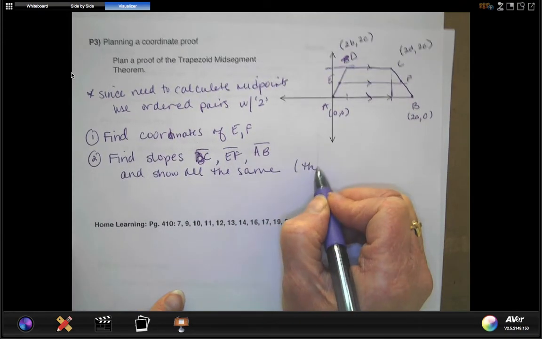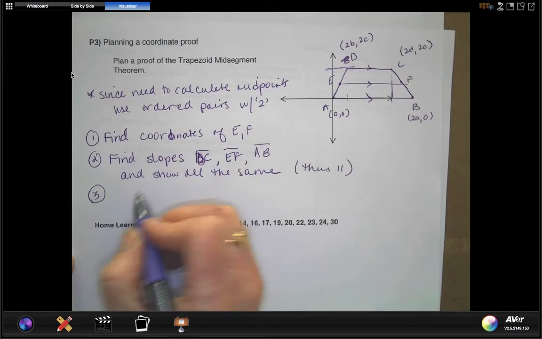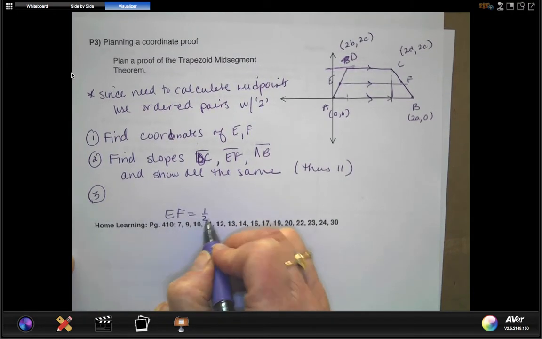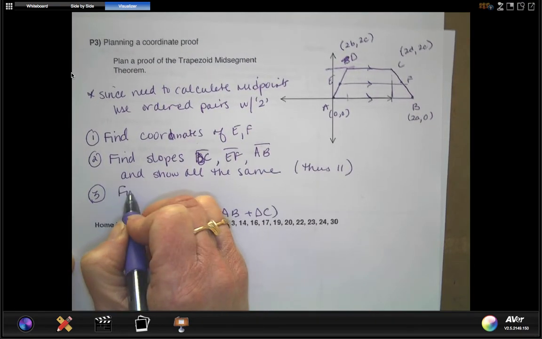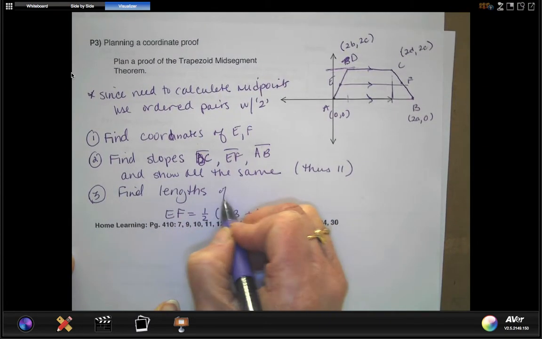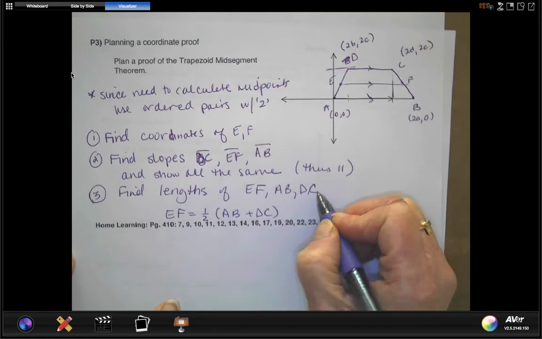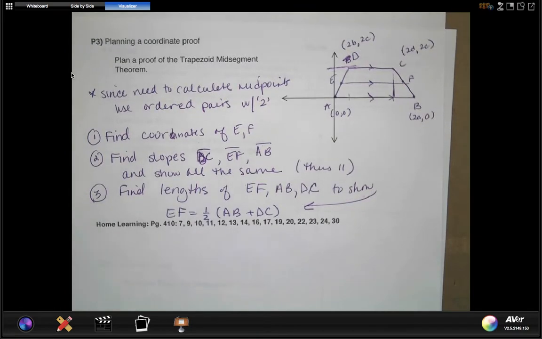If they're all the same, then they are parallel, okay? The other thing the midsegment theorem says is I want to show that EF is equal to half of AB plus DC. So I need to find the lengths of EF, AB, and DC to show this works, okay? All right, this one, let's see here, I can pick out a couple of these to maybe do with you.